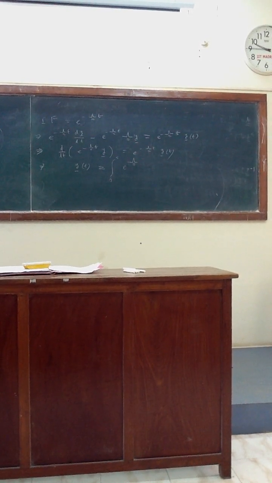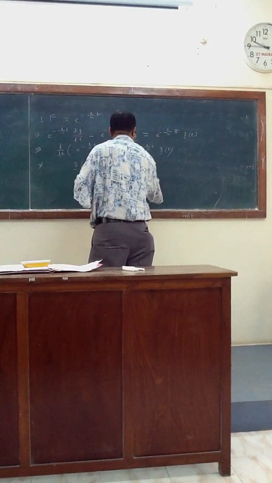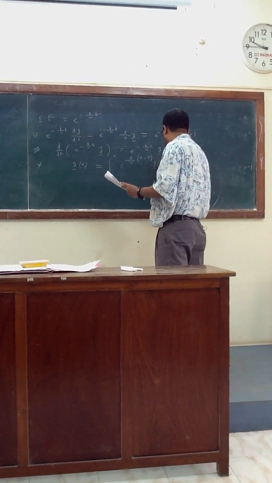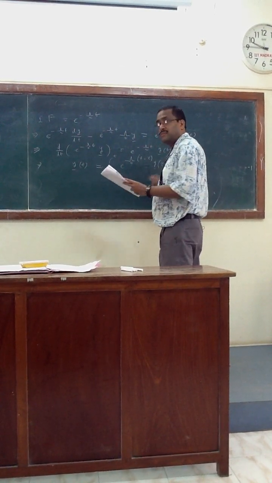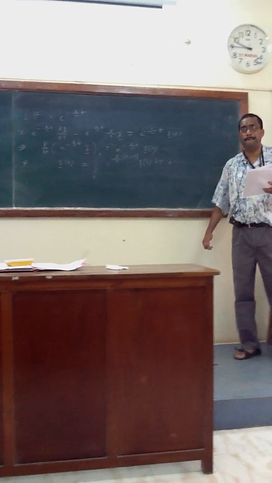G of t minus tau. Then next term. Next term: g vector of tau. Next term.